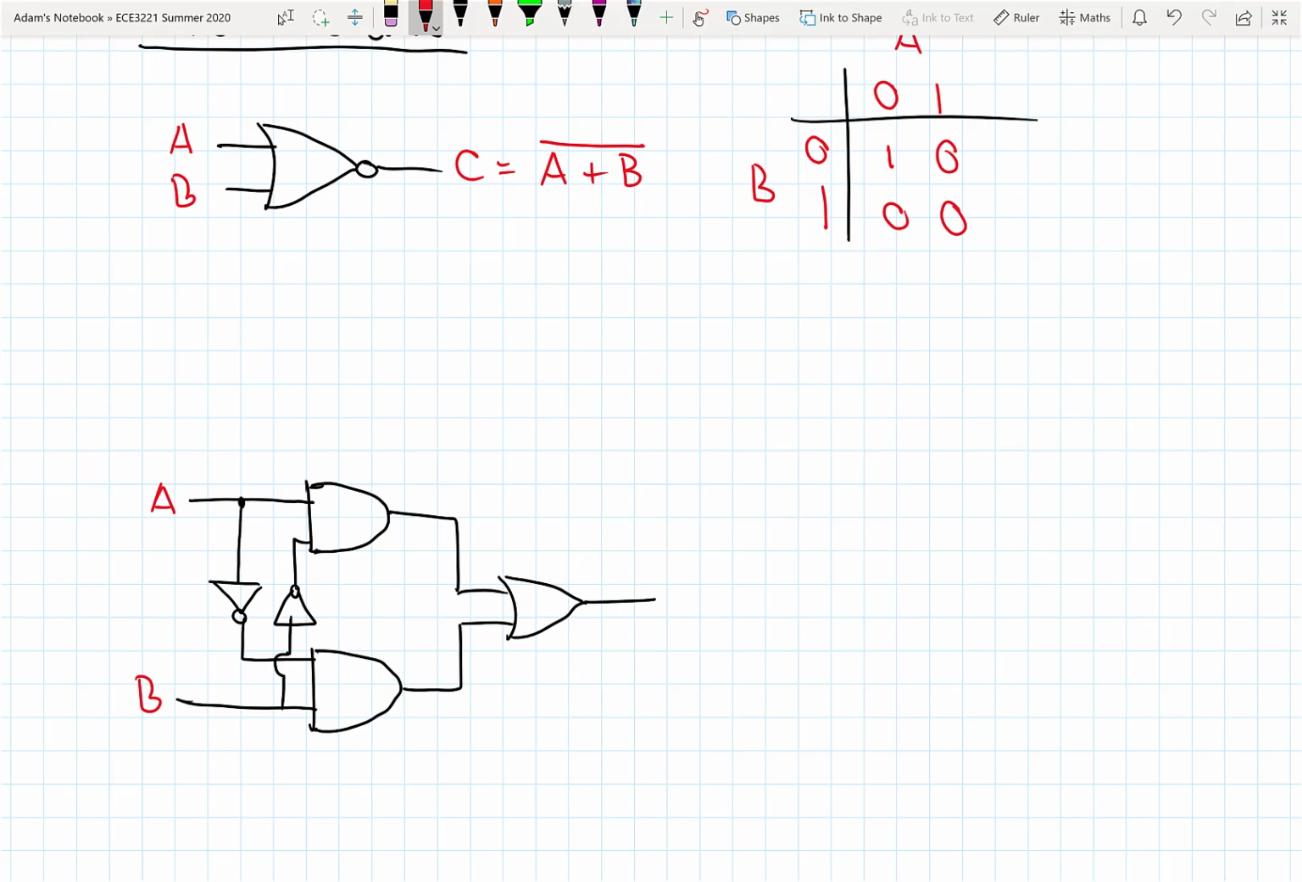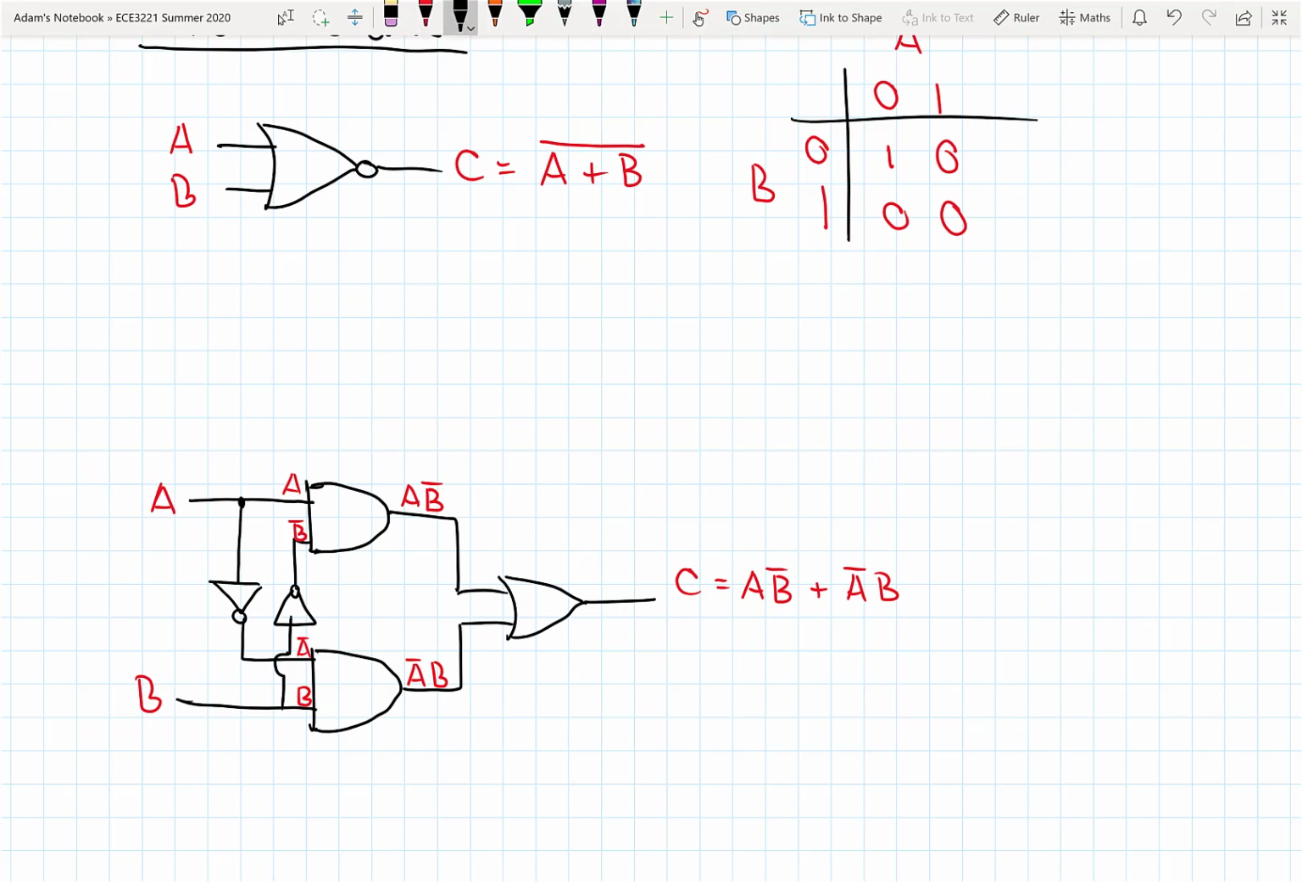Here I'm getting A NOT and B NOT. So A is here, B is here. At the output of the top AND gate here, I get A and B NOT. Here I get A NOT and B. And finally at the output C, I get A and B NOT, or A NOT and B.